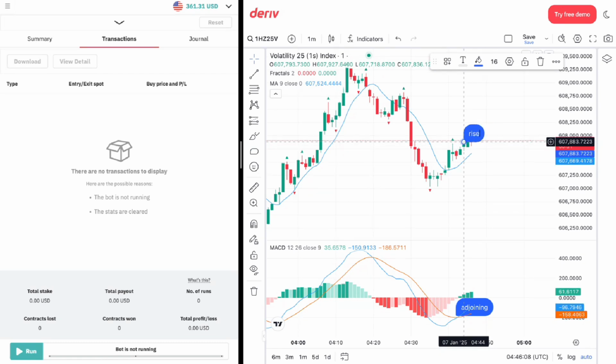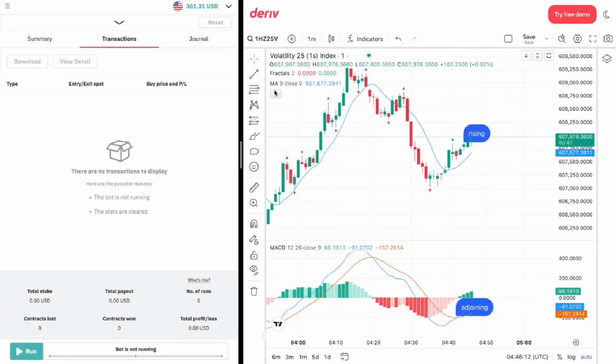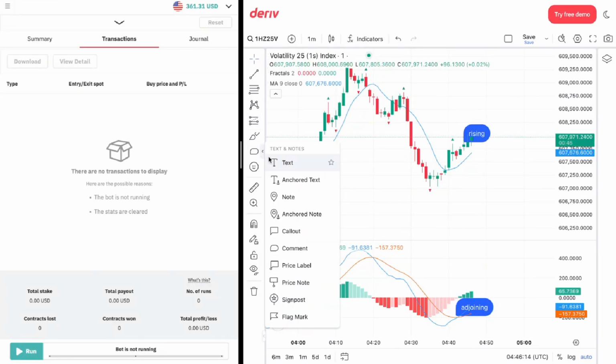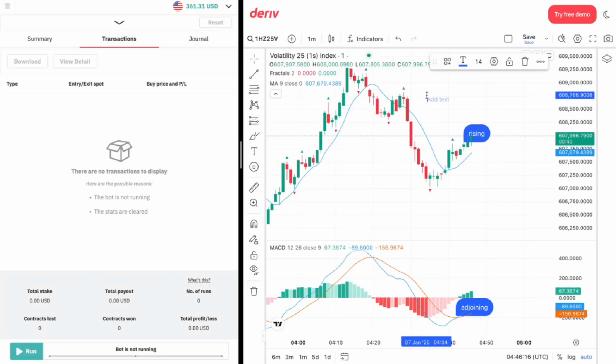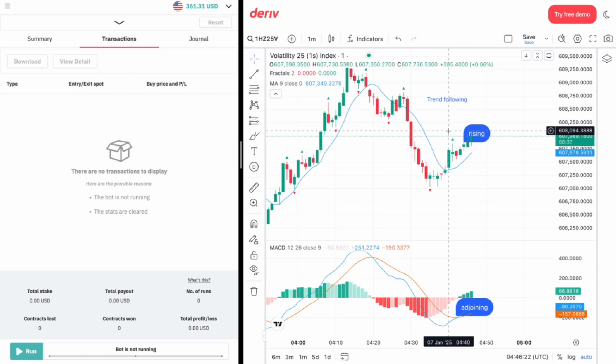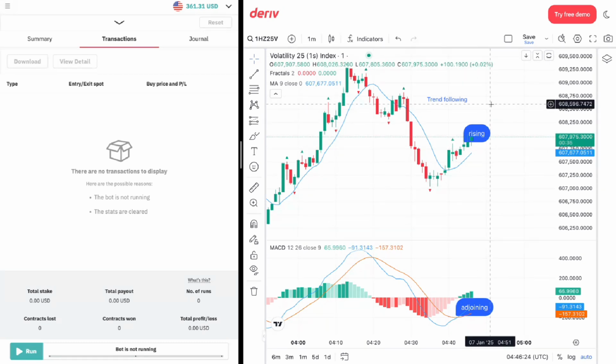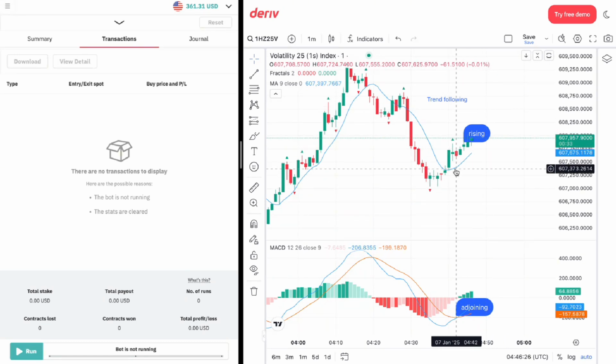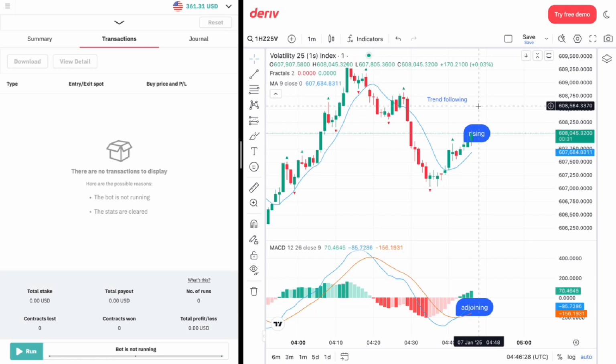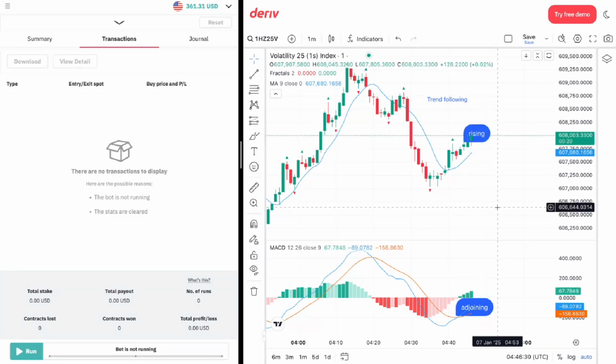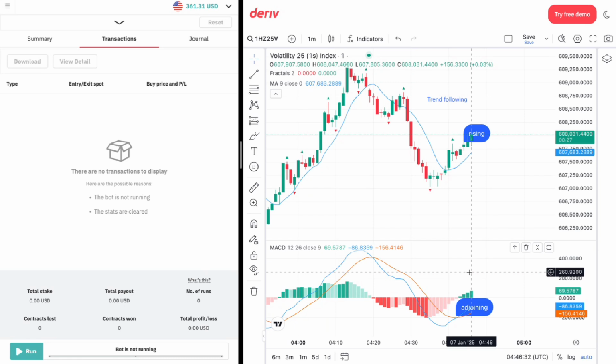So the market was rising. So we just followed the trend. We didn't do much. It's just trend following. That's what we did. So we found the trend going up, and then we just joined it. And you can see the moving average is also going up. So if you find such a market, you can see it's a strong rise.